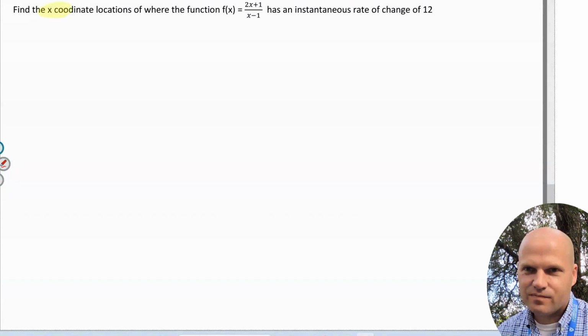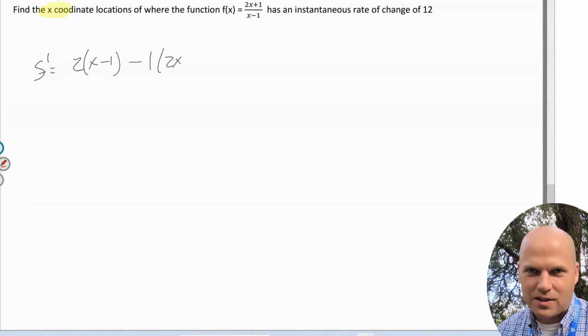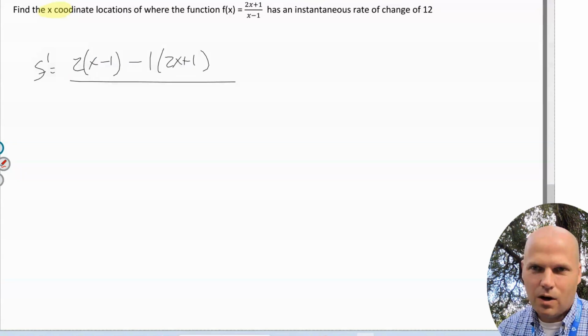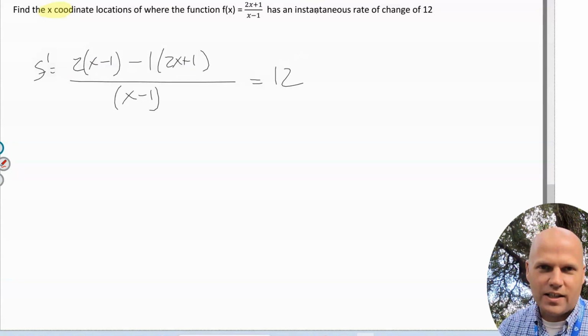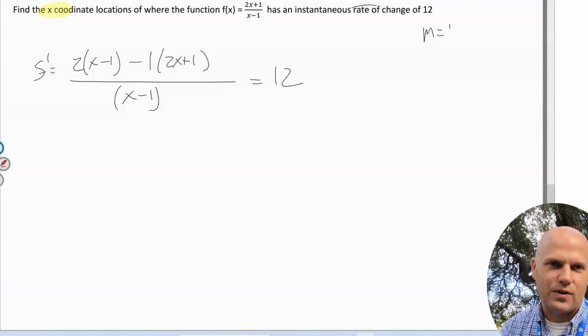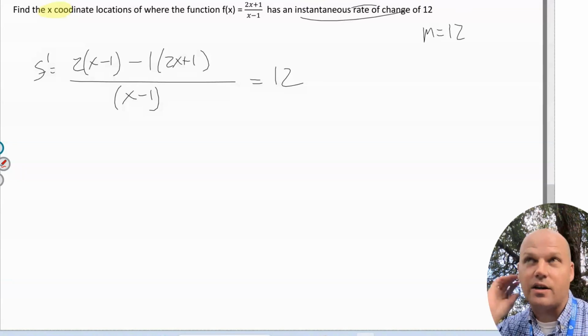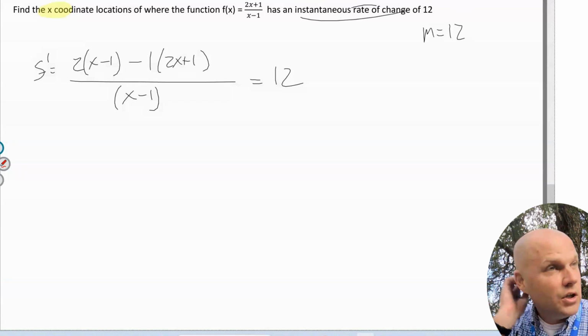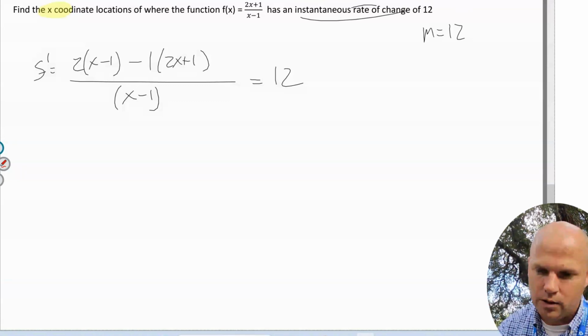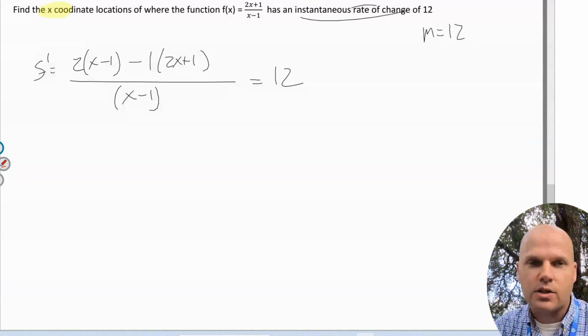Slopes to the top times the bottom, minus slopes to the bottom times the top, all over the bottom squared. When will the instantaneous rate of change, which is the tangent slope, which is the derivative, equal 12? This is just me trying to trick you here, making sure you understand those 3 things mean the same thing. Instantaneous rate of change is the slope of the tangent, is the derivative.